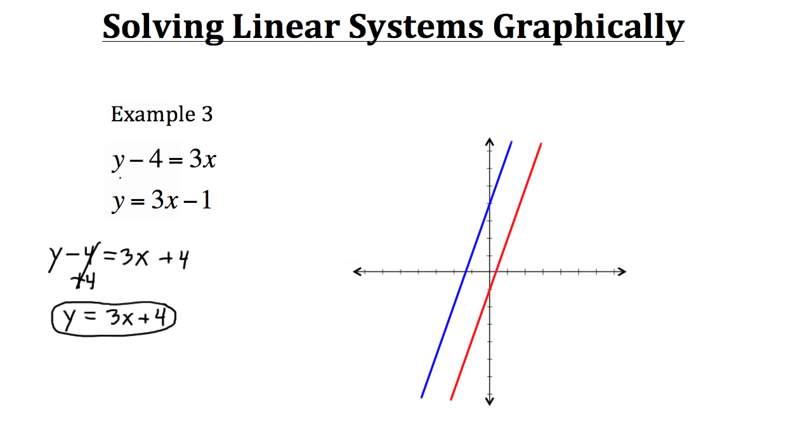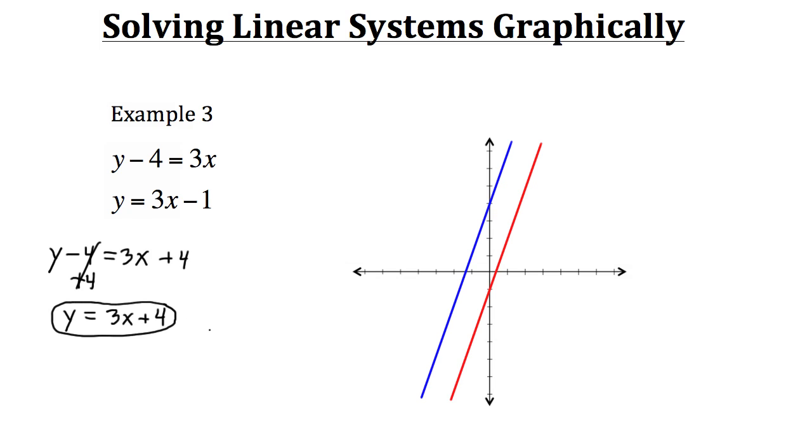Now if you notice, our 2 lines in this system have the same exact slope, which causes them to be parallel lines. Now since they are parallel lines, they will never touch or intersect at any point. Now because of this, the system would be inconsistent because there are no solutions. There can't be any solutions if they'll never intersect each other.